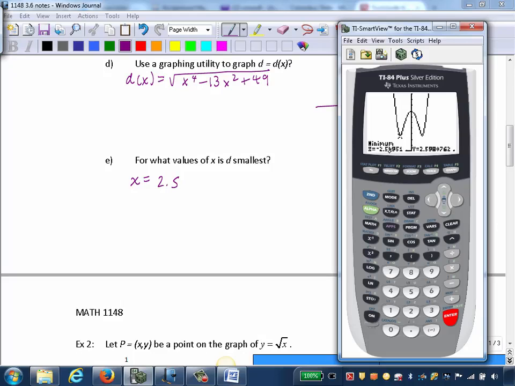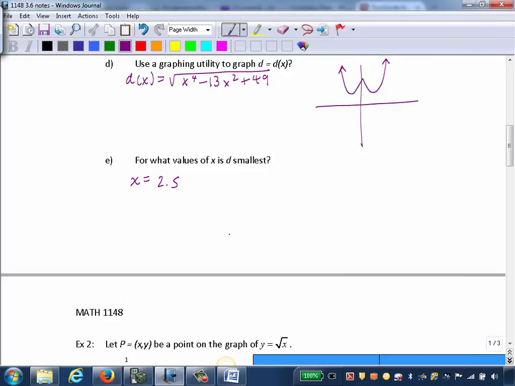So we have a minimum at x equals positive 2.5 and negative 2.5. So those are the x values for which the function d is smallest. And we can go over and mark on our graph here, these 2 points: this was approximately 2.5, 2.6, and this was approximately negative 2.5, 2.6.